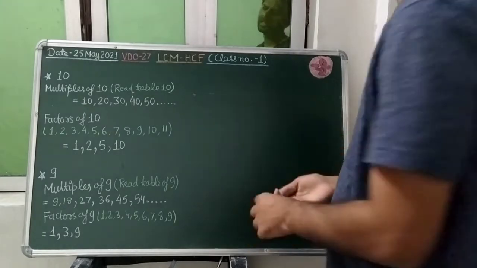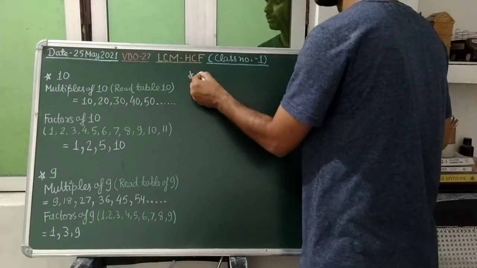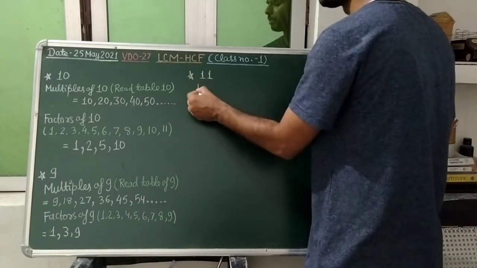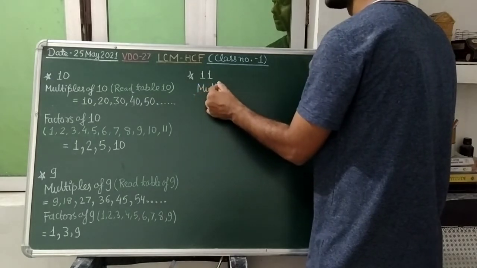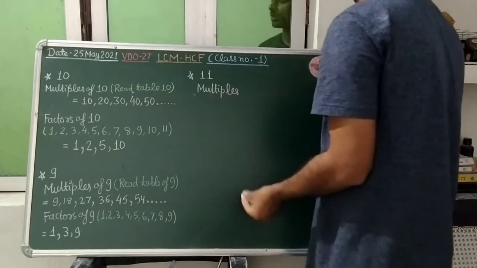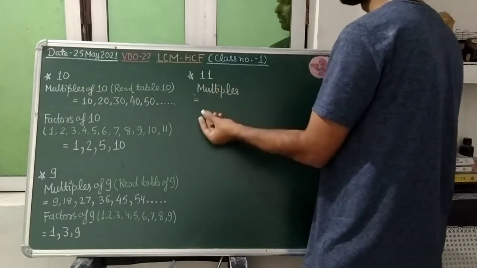So 10 we have selected. So talk about this 11, students. So when we are selecting 11 and writing the multiples, what will we do, students? For writing the multiples, we shall read out the table of that number. So multiples of 11 will be nothing but the table of 11.